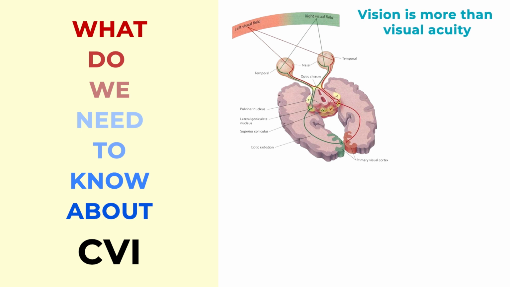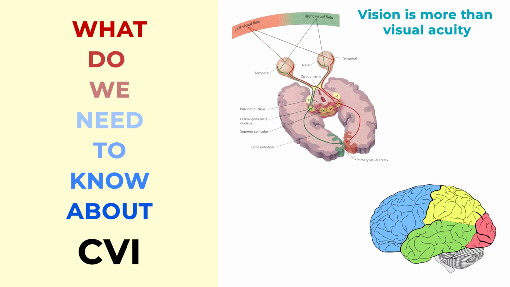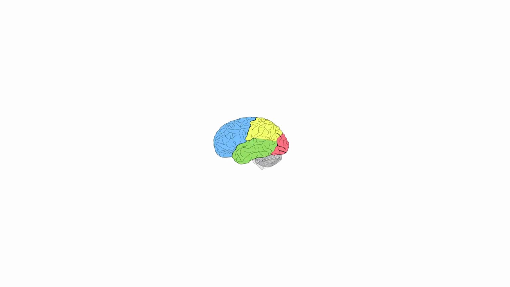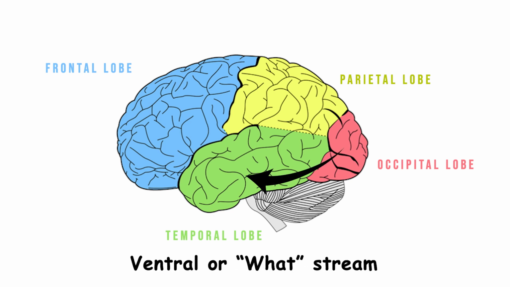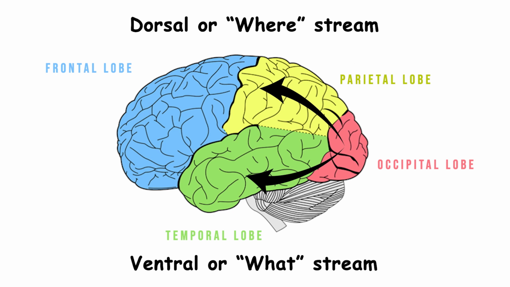What do we need to know about CVI? It is this whole process of how a person recognizes and understands the whole world around him, and our brain plays a very vital role. The neural processing of vision involves two principal higher pathways, the ventral stream or the what pathway and the dorsal stream or the where pathway.